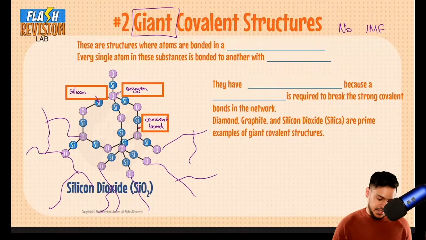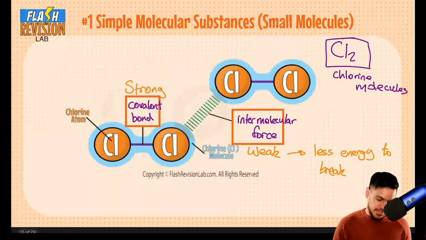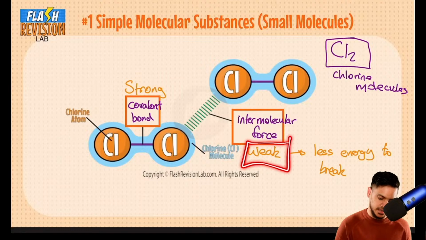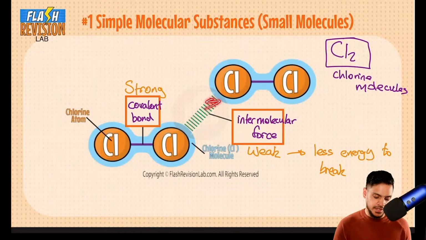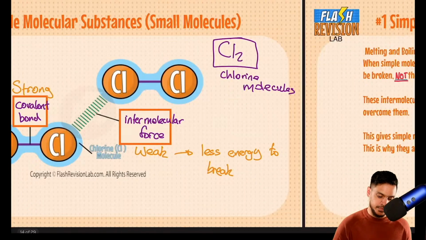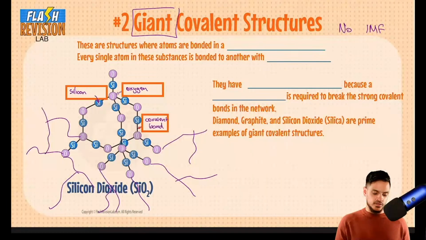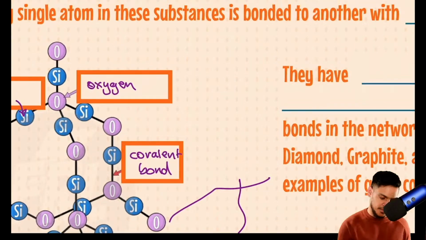So remember what I said. When you compare covalent bonds and simple molecular substances, I said that covalent bonds are strong, intermolecular forces are weak. Here, we're only trying to break the intermolecular forces to melt them. But the thing with giant covalent structures is that every single atom is connected with these strong covalent bonds.